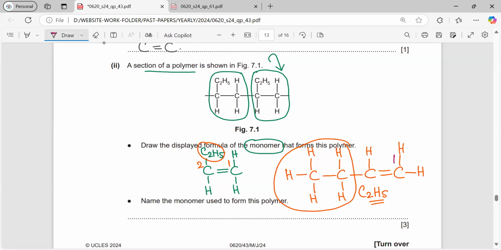So this one is 1, 2, 3, 4. On carbon 1, the double bond is attached, and there are 4 carbons in total. So it will be but-1-ene.